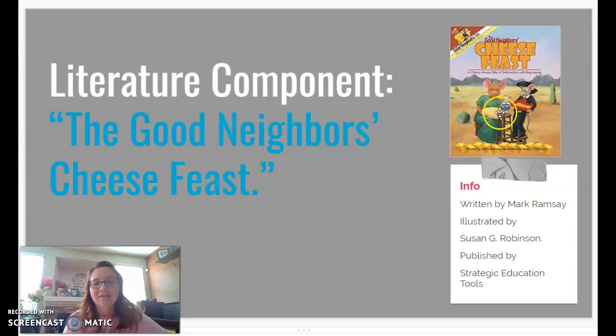Literature component, again, The Good Neighbors Cheese Feast. This was a book written for math instruction. I don't know if you can see on here, but this little mouse in the center represents the ones mouse, and the taller one is the tens mouse, and the even bigger one is the hundreds mouse. And they live in a little village, their own neighbors, and they share cheese, and they borrow cheese from each other. They don't use the word borrow, I know that's a naughty word now, but they use each other's cheese and make a feast for each other, and it all works out. It's a good way for them to visualize it.